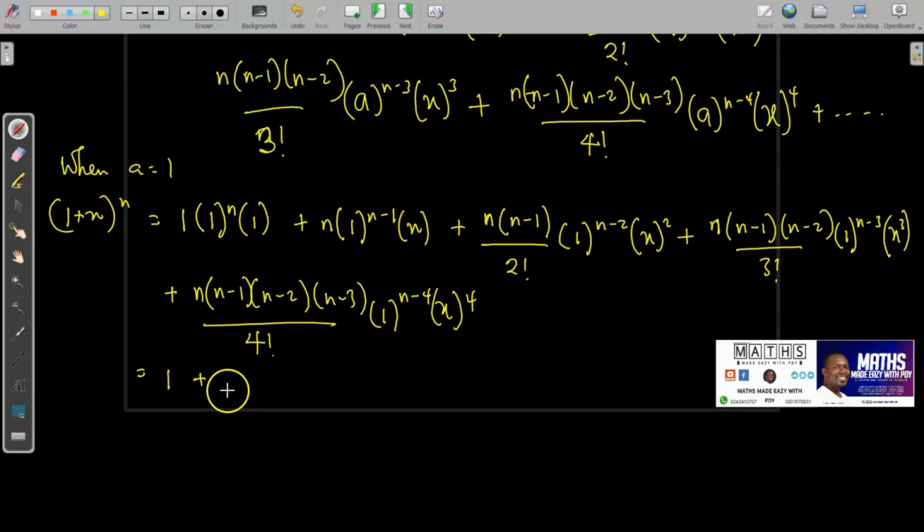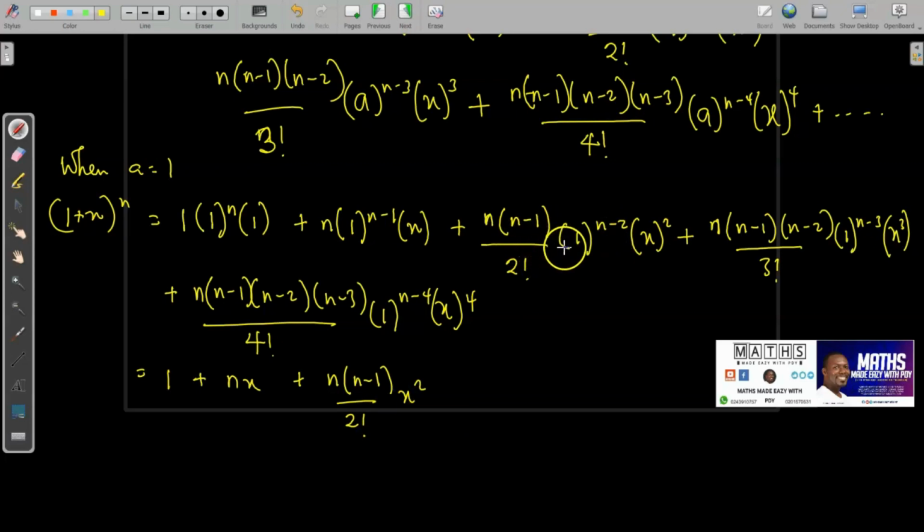nx. Thank you, nx. Good. Then we come here. Over here, the whole of this is also going to be 1. The whole of this is going to be 1. So it's left with this and that. So we can write that one as n times n minus 1 over 2 factorial, then x squared. I believe you agree to what I have here.